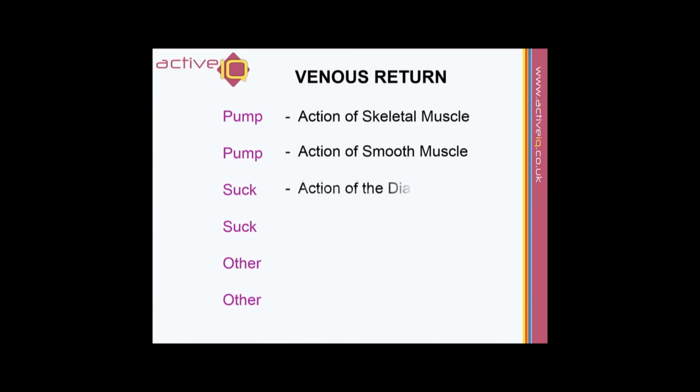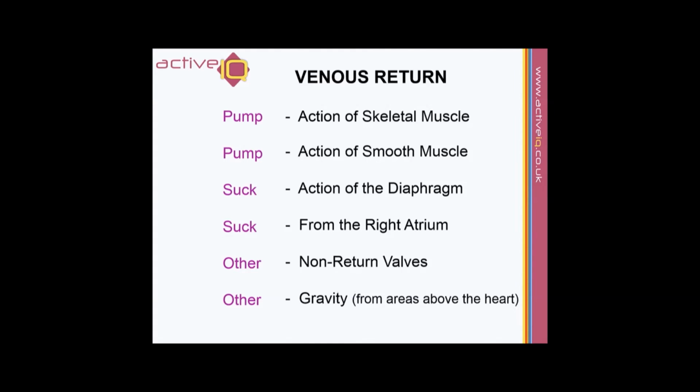We have the pump action of smooth muscle. We have the sucking action of the diaphragm and the sucking action of the right atrium. And then we have non-return valves and gravity from areas above the heart that help the blood to flow downwards.